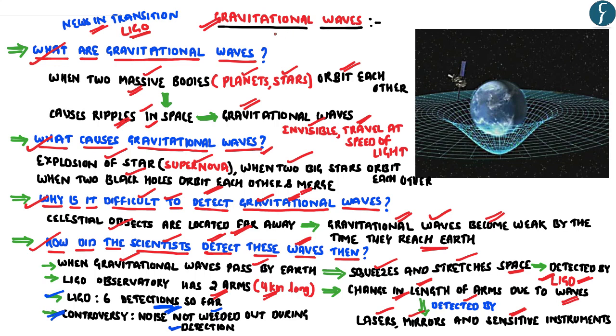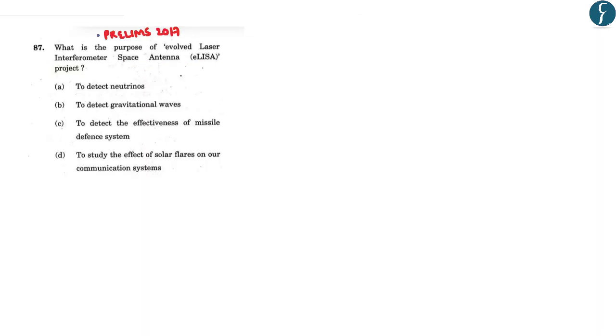So these are some of the aspects which one should know with respect to the gravitational waves. Now this was a related question asked in the prelims 2017. The question was, what is the purpose of ELISA project? This particular ELISA project has been conceptualized by the European Space Agency in order to detect the gravitational waves. So the correct answer to this particular question is B.